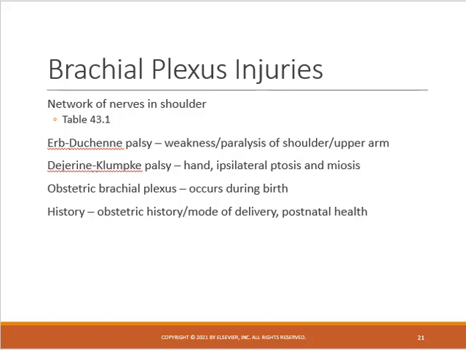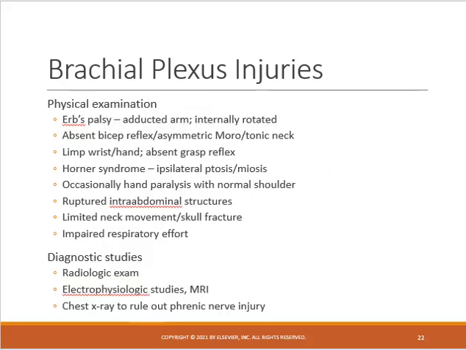nerve root are involved. Newborns can have issues if there's been a tight pelvis that they have come out of. So that's why it's important to always obtain your obstetrical history for children if you're concerned about issues of nerves in the shoulder: how they were delivered, what their postnatal health was. You're going to want to perform a physical exam and note the location of their arm, their biceps, their wrist. You want to assess that they have good neck movement. Could there be any skull fracture? Is there any impact on the respiratory system? Radiologically, you're going to consider electrophysiological studies.